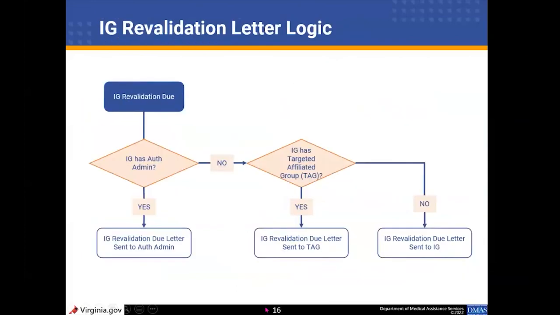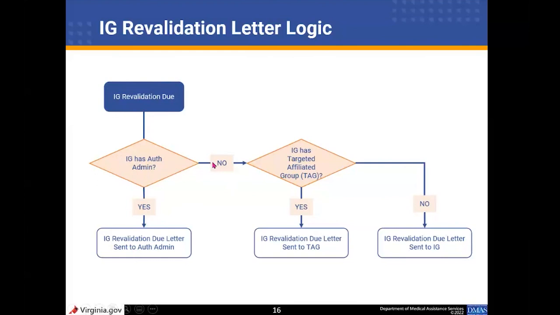The system also identifies when the individual within a group revalidation is due. The system then will look for an authorized administrator for the individual within a group. If one exists, this triggers the individual within a group revalidation due letter to be sent to the authorized administrator. So that would be this first section right here. Individual within a group revalidation is due. Do they have an authorized administrator? If it's yes, that individual within a group revalidation due letter is sent to that authorized administrator.